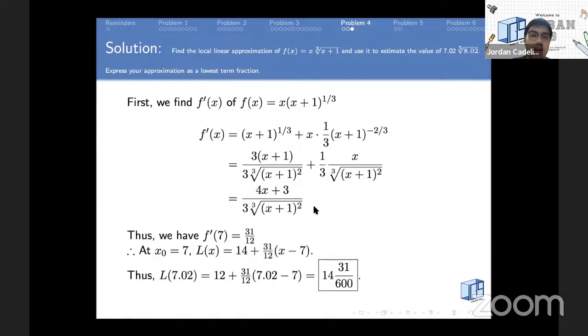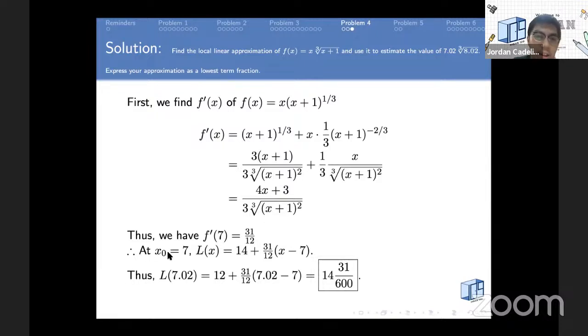So, ang mangyayari is that f prime of 7 equals 4 times 7, which is 28, plus 3 is 31, plus 3 times the cube root of 7 plus 1 squared, which is cube root of 8 squared, which is cube root of 64, which is just equal to 4. Or pwede nyo gawin, kunin nyo muna cube root ni 8, which is 2, tas square mo, which will still give us the same answer na 4. So, f prime of 7 is like 31 over 12, kasi 3 times 4 is 12.